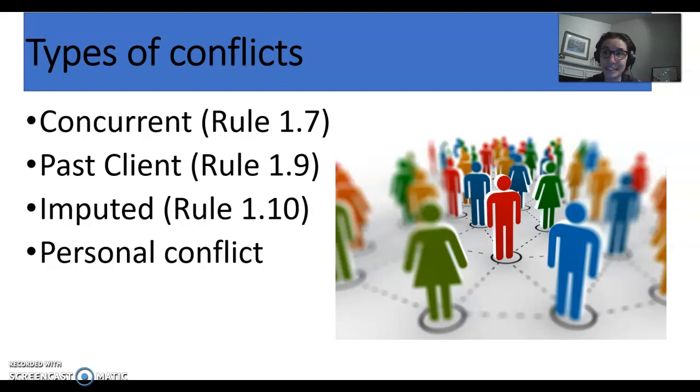The last type of conflict to think about is actually a personal conflict. So far, we've talked about conflicts between who you're representing: current clients, former clients, new clients. But you might have a conflict in your personal life. In other words, maybe you are a member of a board of directors of an organization that your client is looking at suing. Or maybe your spouse or your mother or your sister or brother work at an organization that is potentially part of a lawsuit that you're involved in. So it's not just about the clients, it's also about you in your personal life.